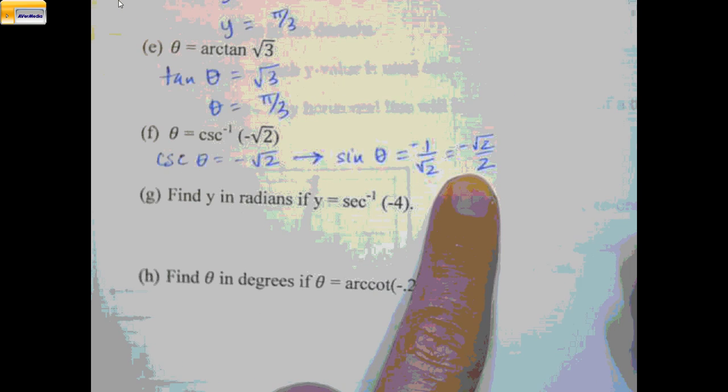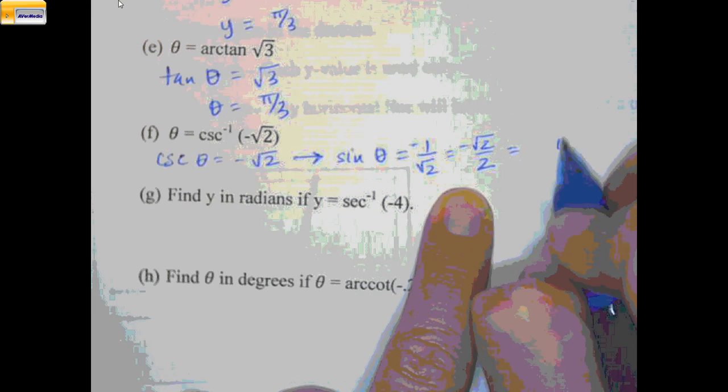Pi over 4. But that's a negative radical 2 over 2. So what do we do? Negative pi over 4. It's in the fourth quadrant. Questions on that one in particular? That one's a little trickier.